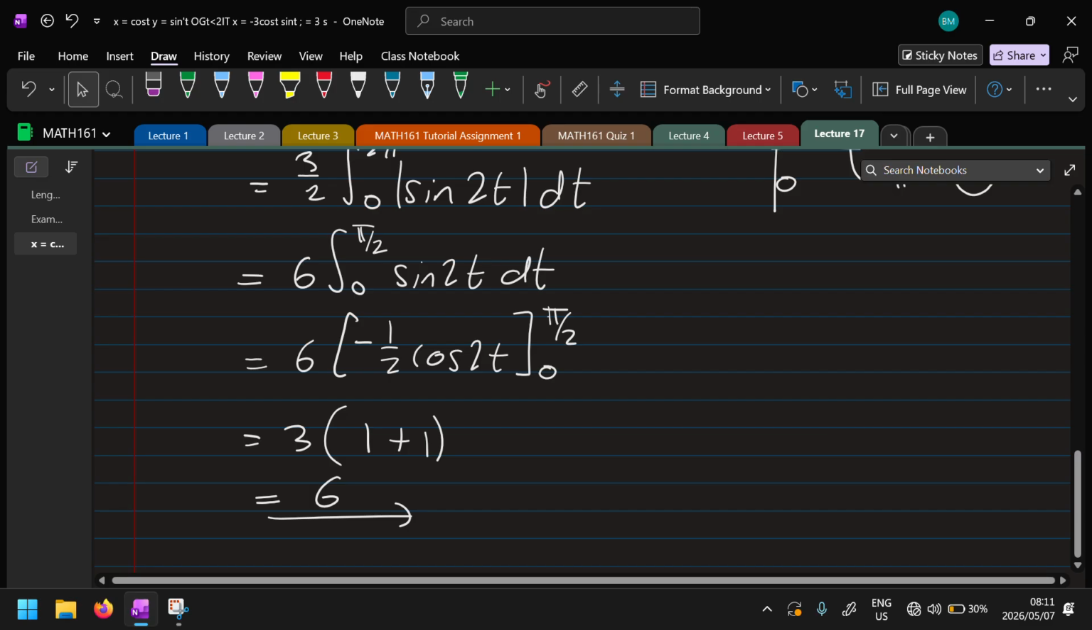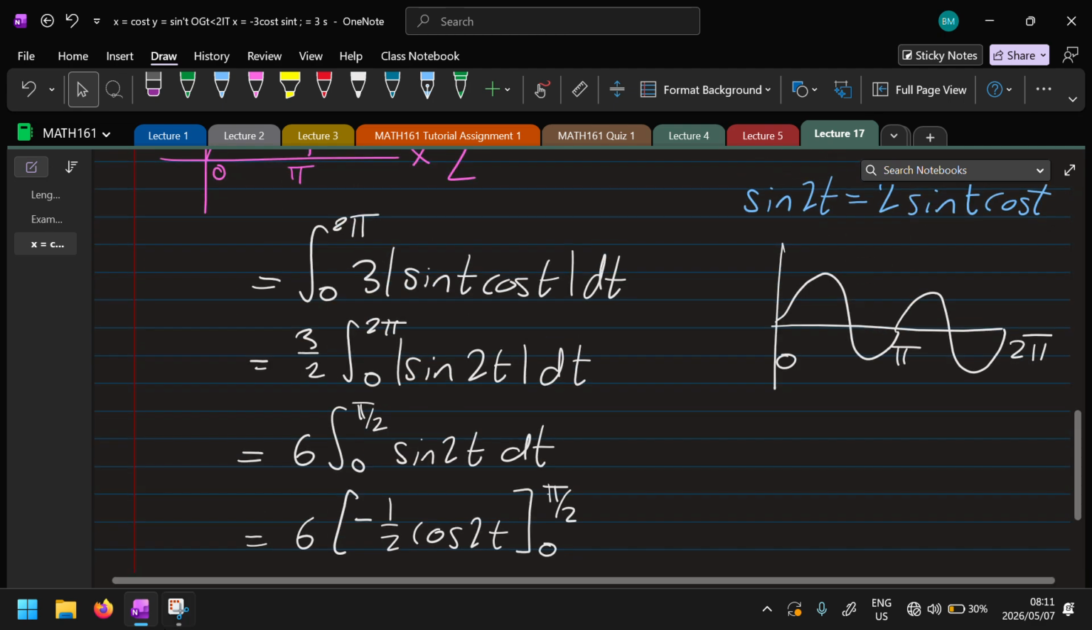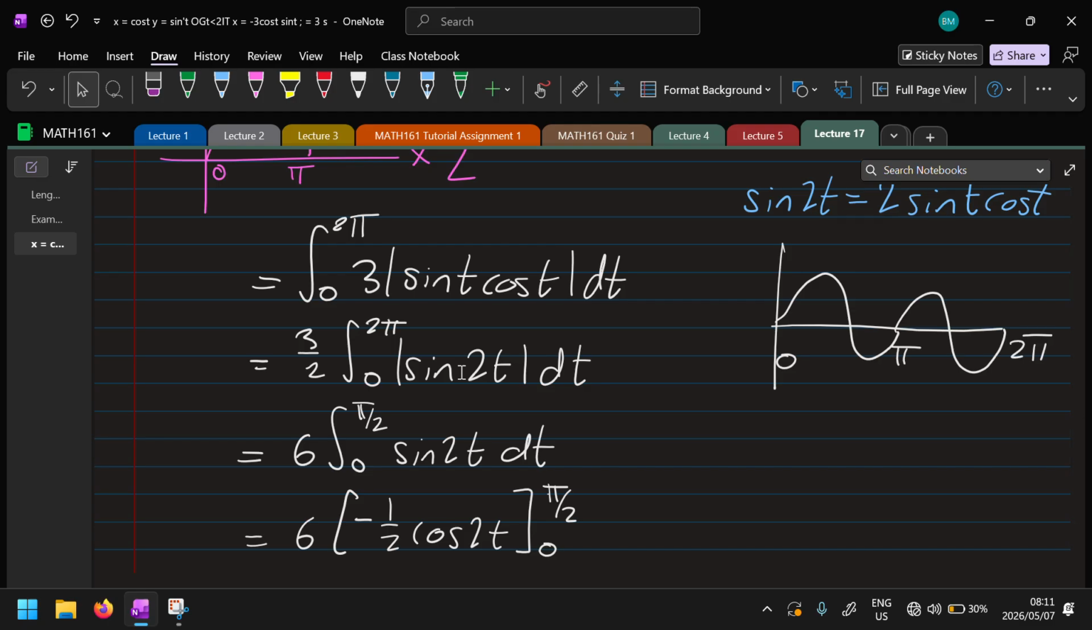So please remember that absolute value there. If you didn't include the absolute value, you just get 0, because the integral from 0 to 2 pi of this, if you drop the absolute value, is 0. Please make sure you know how to work with absolute values. Any questions for this one?